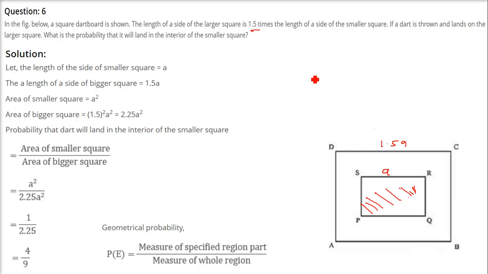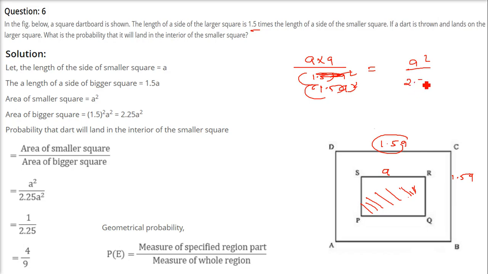This is a square, so A into A is the favorable region. Now how about the complete region, which is 1.5A into 1.5A, that is 1.5 squared A squared total. So that will be A squared by 1.5 squared A squared. 1.5 squared is 2.25. So 1 by 2.25, that is 100 by 225. This is going to give you 4 by 9. 25 4s are 100, 25 9s are 225. 4 by 9 is the geometric probability.